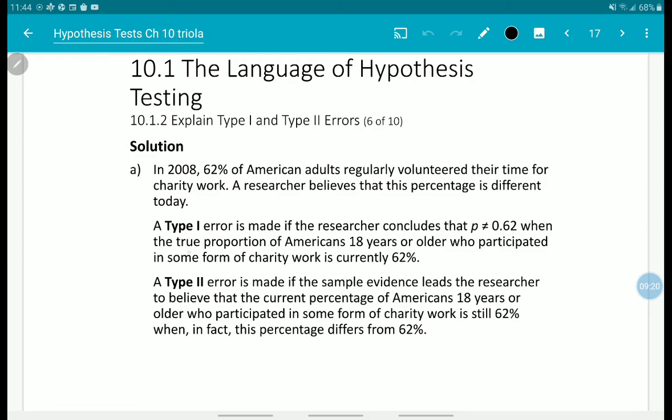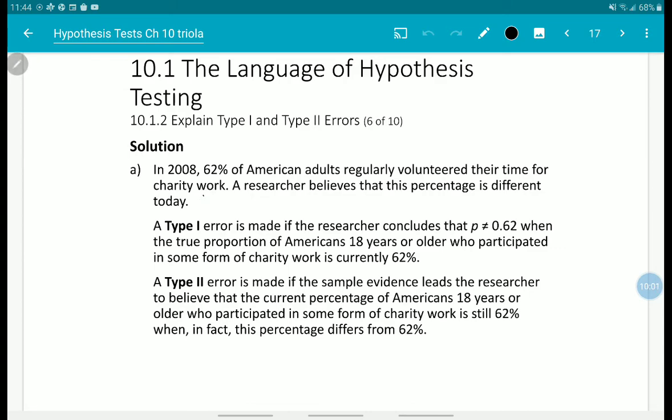So the type 1 error, remember, the type 1 error is the probability of rejecting the null hypothesis when it's actually going to be a true statement. So in this case, the type 1 error is made if the researcher concludes that that proportion is not equal to 0.62 when the true proportion is actually 0.62 or 62%.